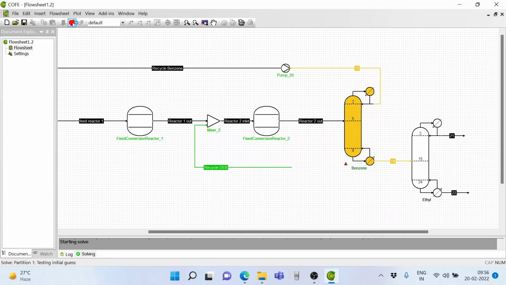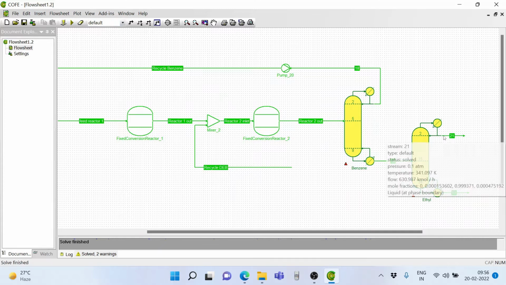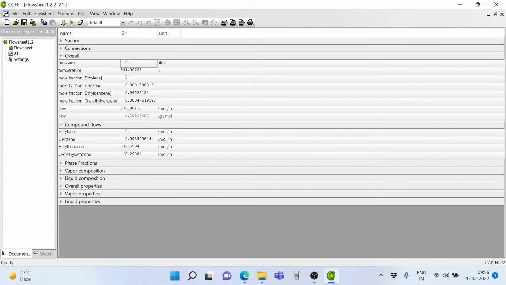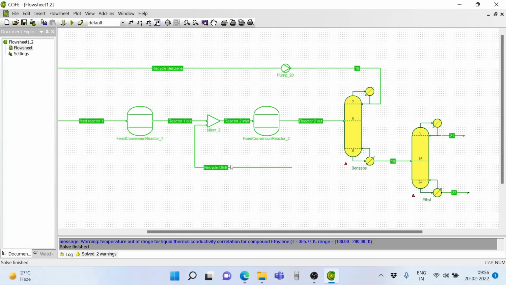And there we are. It would indeed converge. Now, what do we have? On the top, we have 630.59, which is very close to 630.6. And on the bottom, we have 281.9, which is very close to 282, which is nothing but the recycle DEB. Now comes the final step, that is hooking up stream number 22 to recycle DEB.